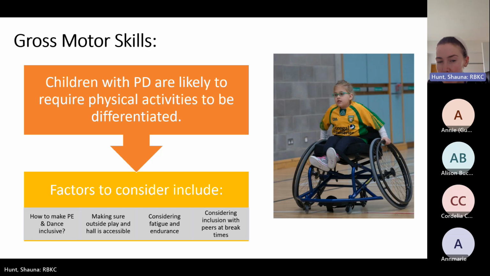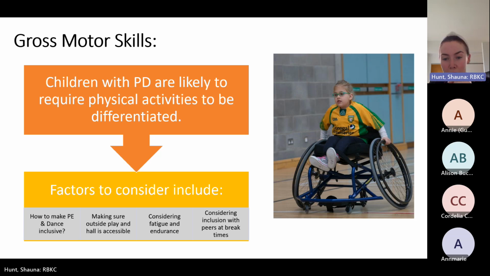Consider the child's fatigue and endurance levels as well, and consider including them with their peers at break times as well. Sometimes I've seen children in wheelchairs, and it is quite hard for them to integrate into the playground. The kids are running around, they want to play football, they want to play basketball and things like that. So there have been times I've seen children isolated by themselves. So it's really important that we try and form some groups or friendships for them at lunchtime and things like that, just making sure that they're not left by themselves.